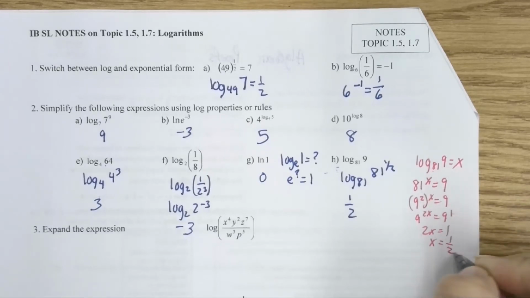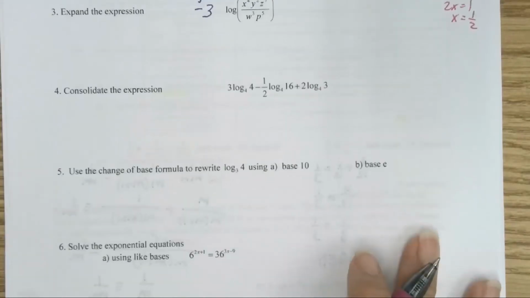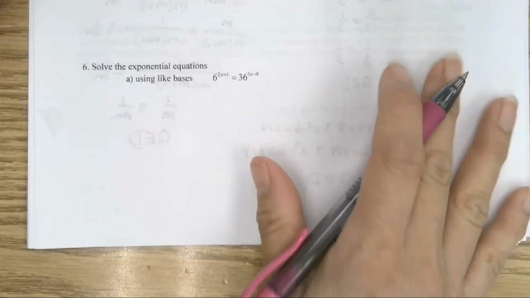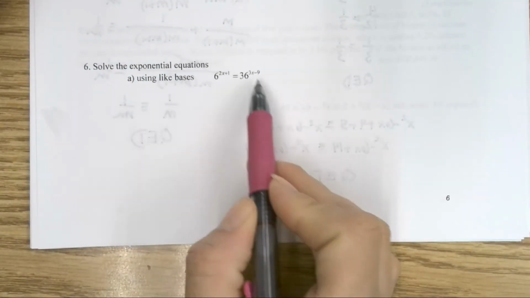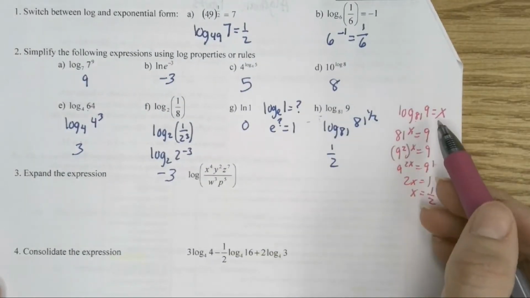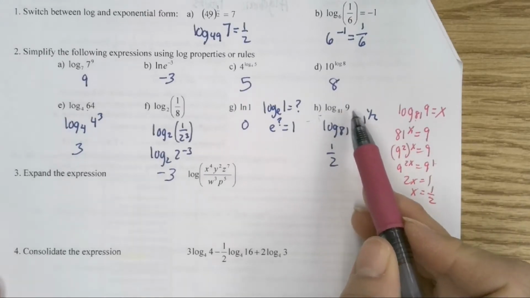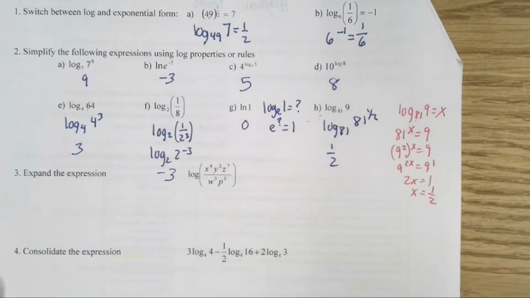Now, if this isn't looking familiar, since it's been a long time, you're actually going to see this later on down at the bottom, question number 6. But I just wanted to show you that there's really two ways to work this. One way is to force it into an equation and solve it. Or if you recognize 9 as 81 to the 1/2, that is the fastest way to work it.